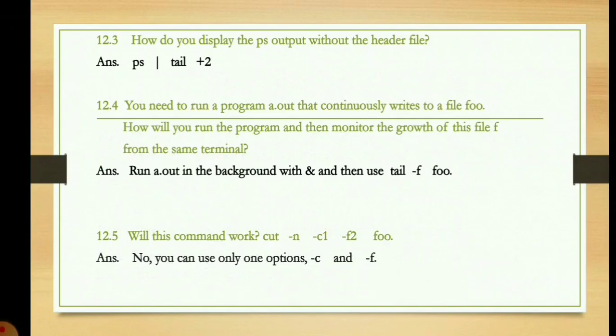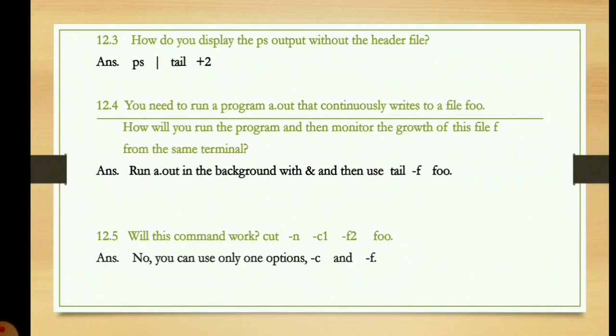How do you display the ps output without the header line? The ps command generally reports information on currently running processes, outputting to the standard output. In simple words, it is used to find the process identifier numbers. So the answer to the question is ps | tail +2.